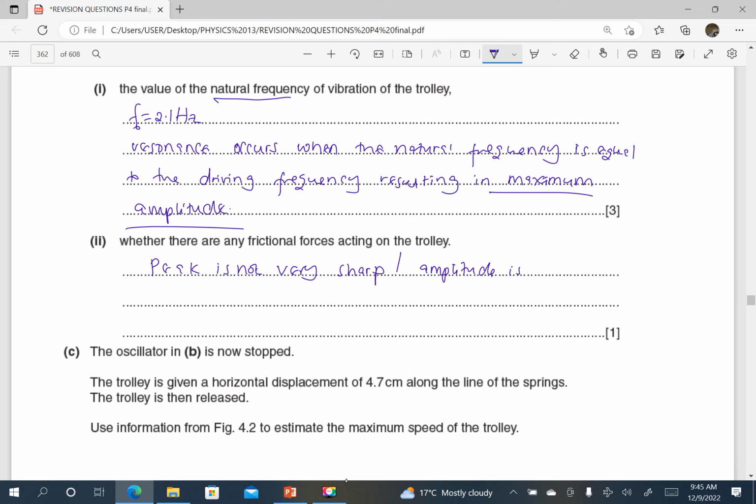The amplitude is not infinite. So frictional forces are present. Therefore, there is damping.